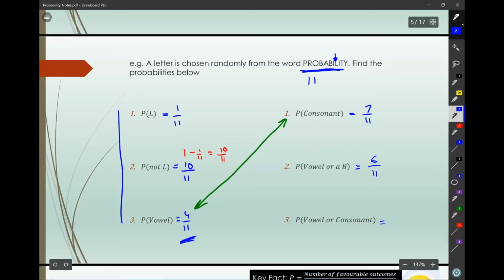This one here, the probability of selecting a vowel or a consonant, all the letters in the word are either a vowel or a consonant, so all letters are a favourable outcome here, so the probability of selecting a vowel or a consonant is 1.